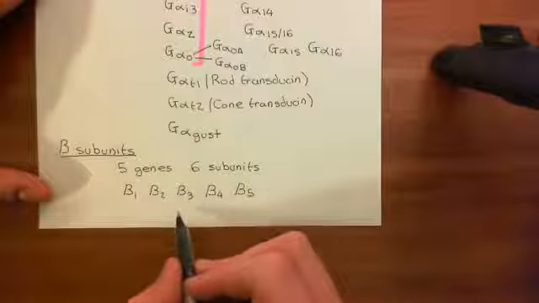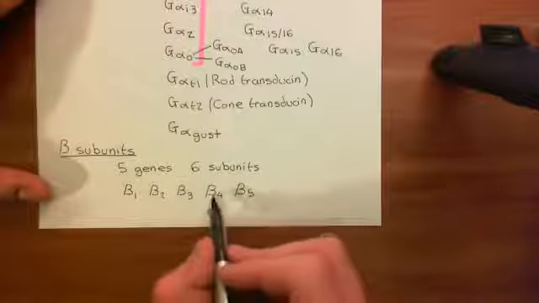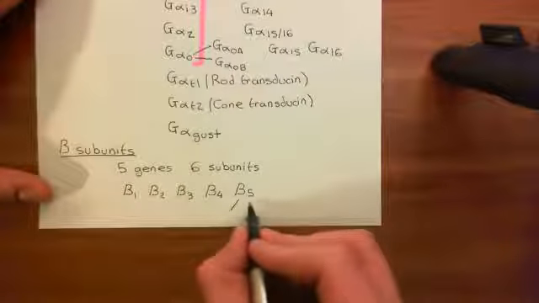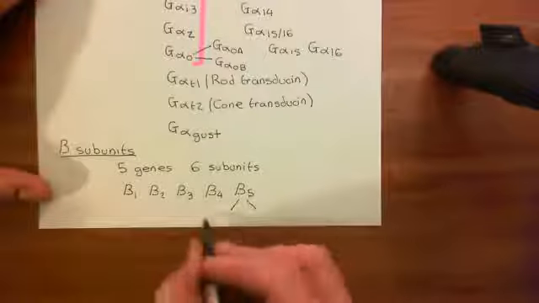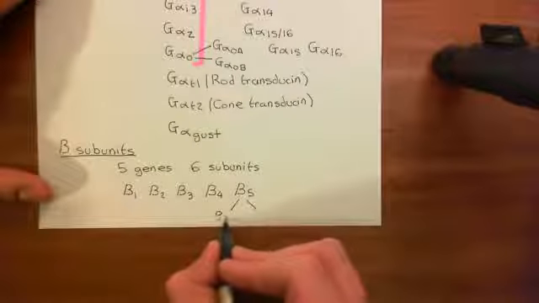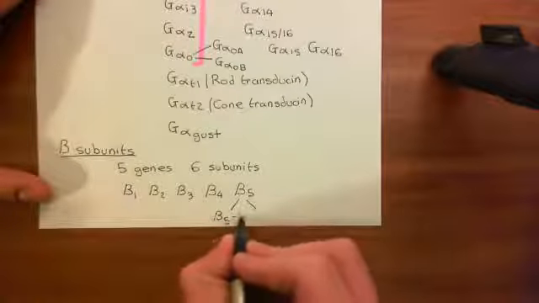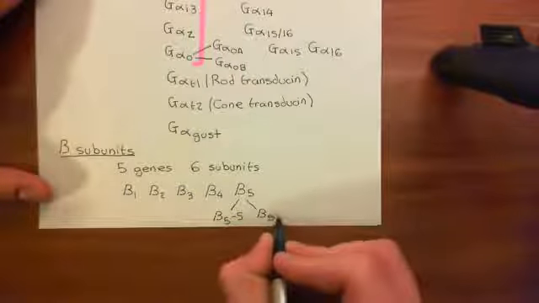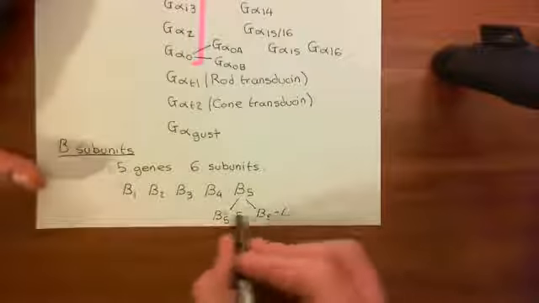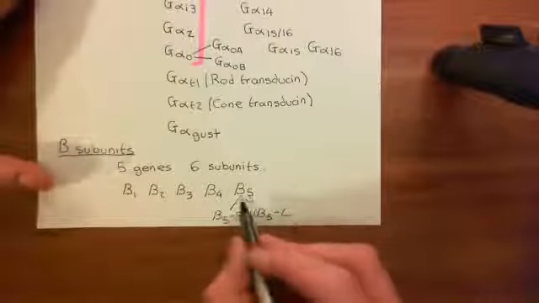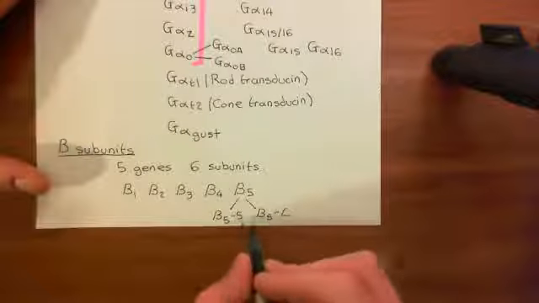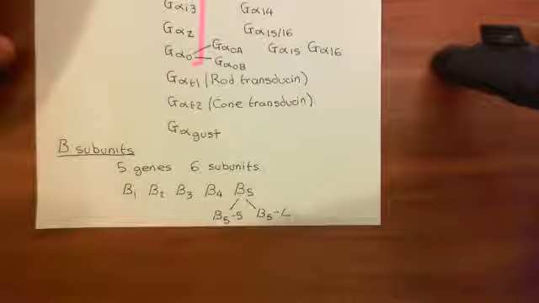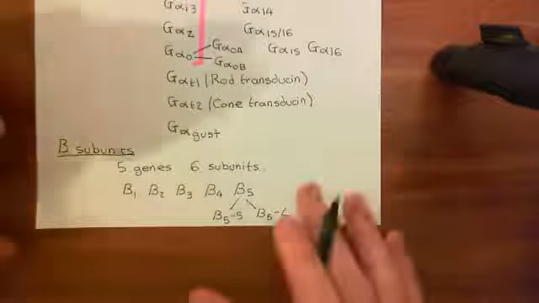Beta 3 produces one protein, which is the beta 3 subunit. Beta 4 produces one protein, which is the beta 4 subunit. Beta 5 is the one with 2 splice variants. It produces 2 different proteins, one of which is called beta 5, and the other which is called beta 5L. So these are the 2 different splice variants of the beta 5 gene, beta 5 and beta 5L. That overall gives us 6 different beta subunits of heterotrimeric G proteins.